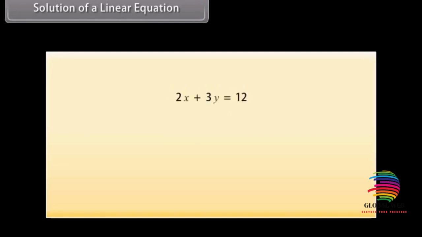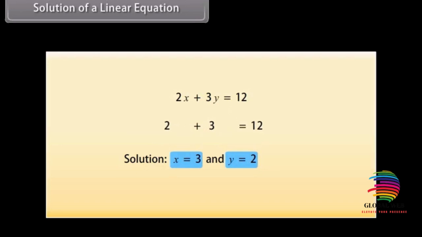Let us take the equation 2x plus 3y is equal to 12. Here x is equal to 3 and y is equal to 2 is a solution because when you substitute x as 3 and y as 2 in the equation, you find that the answer becomes 12. We can also write this solution as (3, 2), because the value of x here is 3 and the value of y is 2. Similarly, (0, 4) is also a solution for this equation because when you substitute x is equal to 0 and y is equal to 4, you find that the answer becomes 12.